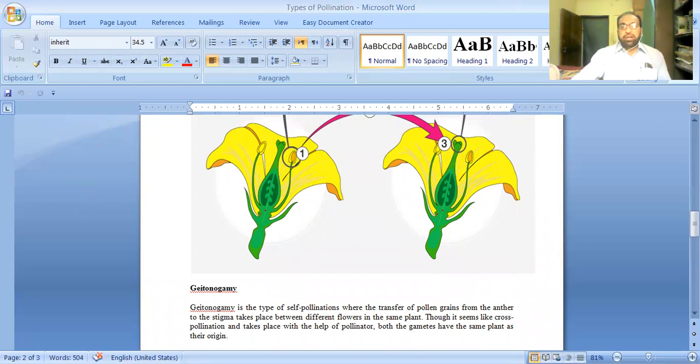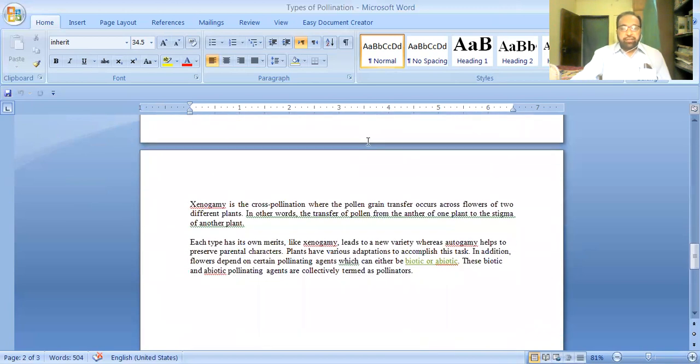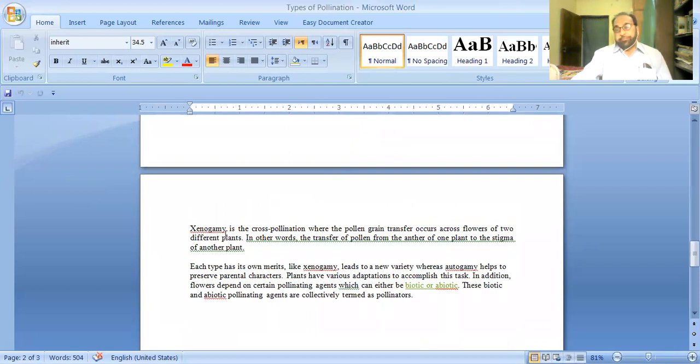This one is called cross-pollination. This cross-pollination is most commonly present in our surroundings. Cross-pollination also has two important types. If the pollen grain is transferred from one plant to another plant, but they belong to the same species, then it is called xenogamy.